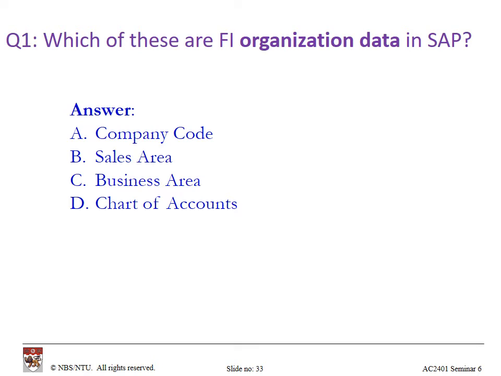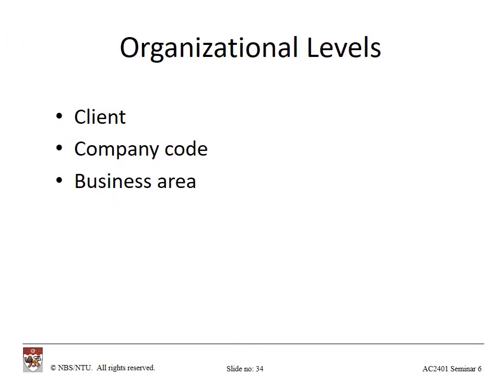Question 1. Which of these are FI organization data in SAP? The options are company code, sales area, business area, chart of accounts. You may pause the video at this point, and this applies to the other quiz questions, and resume once you've answered the question at your own time. The answer is company code, business area. Organizational data represent the structure of the entity, and these include client, company code, and business area in FI.